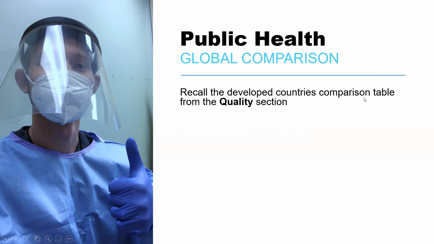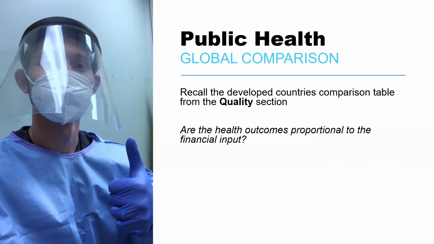So a global comparison. Remember that quality section from part 2. It covered infant mortality, life expectancy, and mortality amenable to healthcare. And it compared America to Germany, Japan, the UK, Canada, and I think like one other country. So if you remember correctly, America had the worst numbers on all of those. So that's the graph, the table, that I'm referring to.